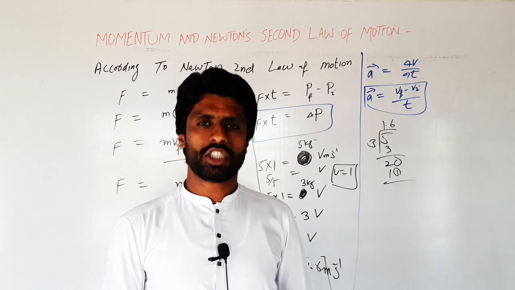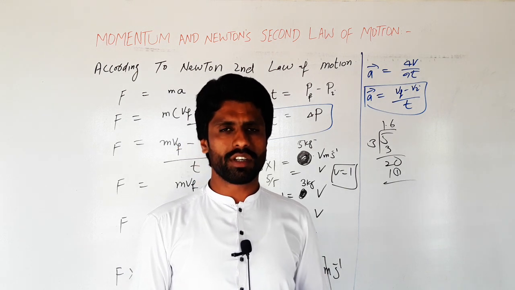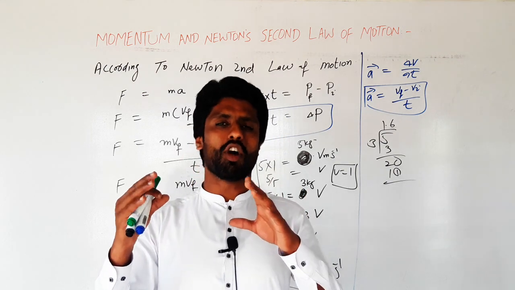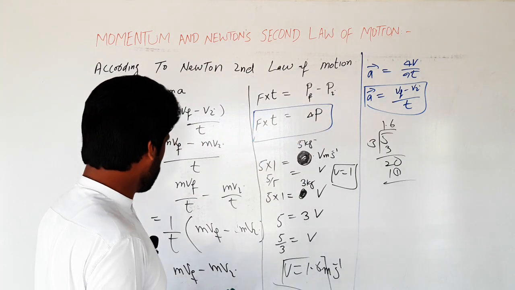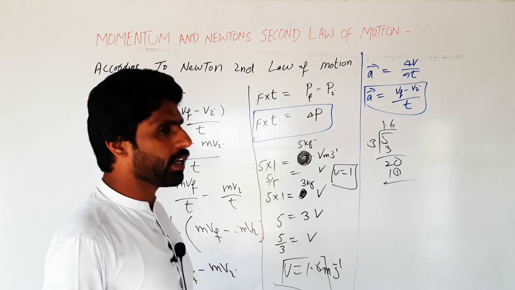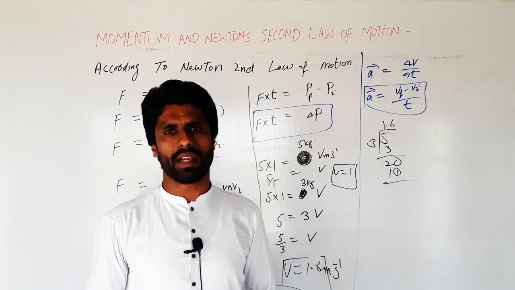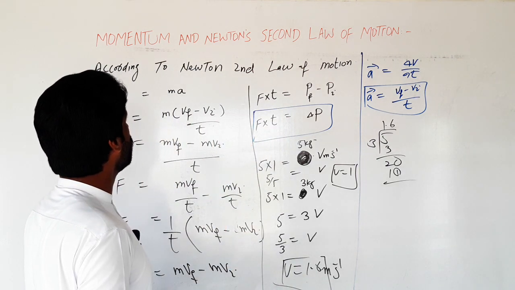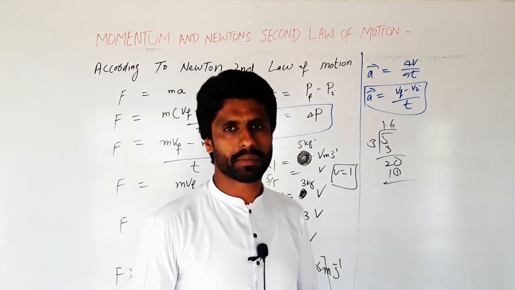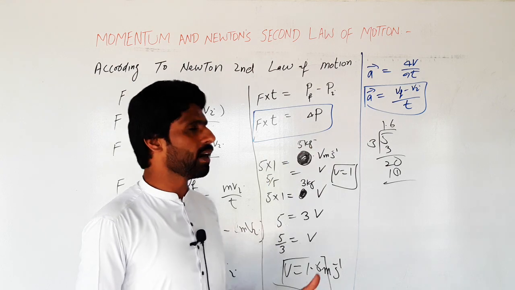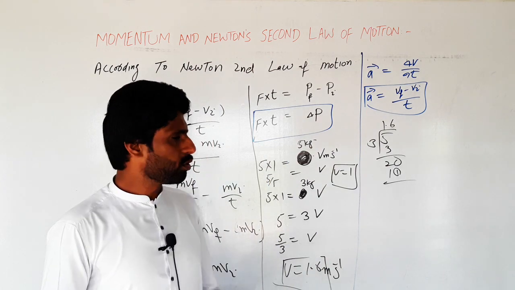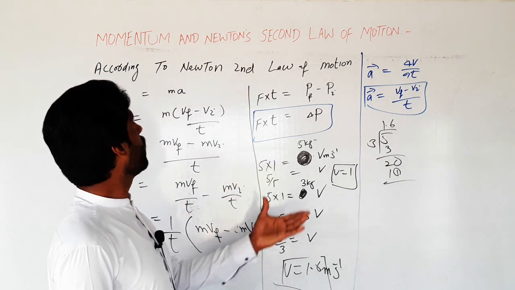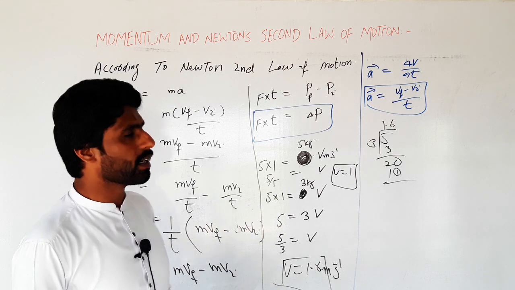It means with the change of mass, the velocity of an object varies, and when the velocity of an object varies, it means the motion of the object varies. And this easily explains the variation of mass and the effect of variation of mass on the motion of an object. This is the relation of momentum and Newton's second law of motion. I hope you all understand this concept. I tried to explain this in a simple way, and this is the final result of momentum and Newton's second law of motion.